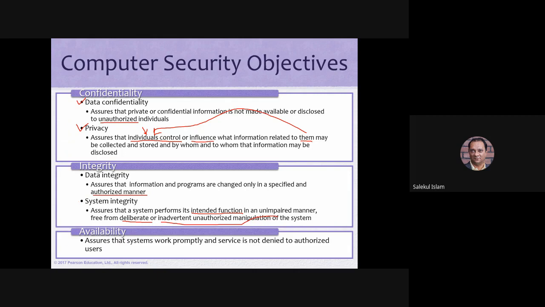Finally, when we say availability, it means a system or a service will be available when it is needed. Okay, so availability assures that systems work promptly and service is not denied to authorized users.